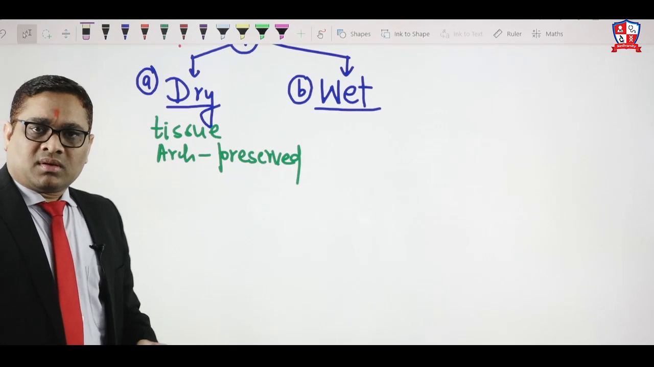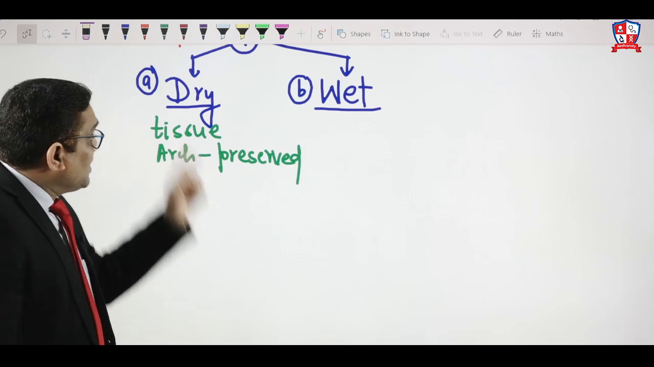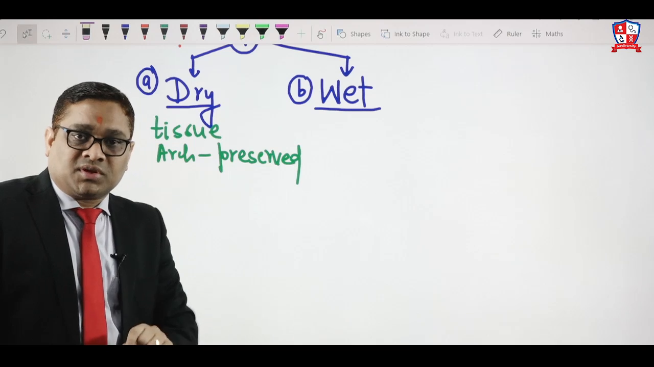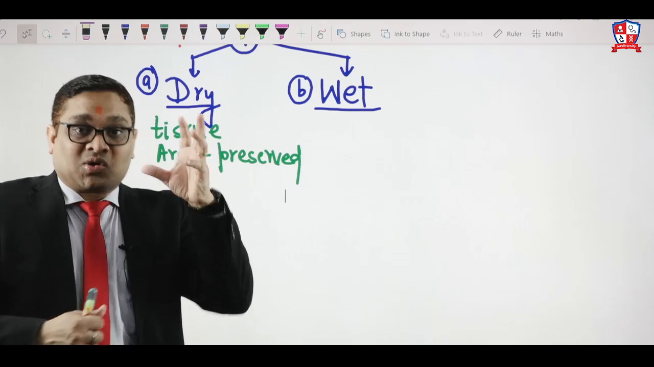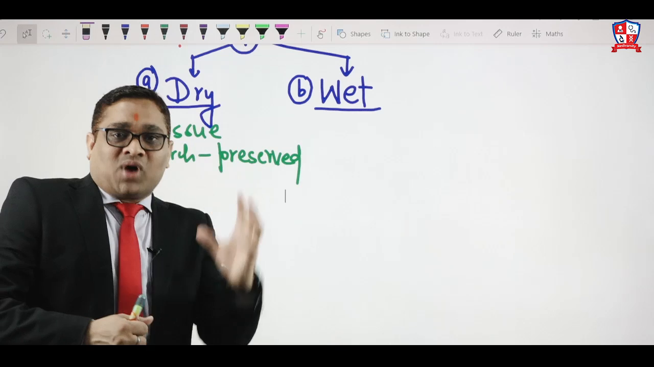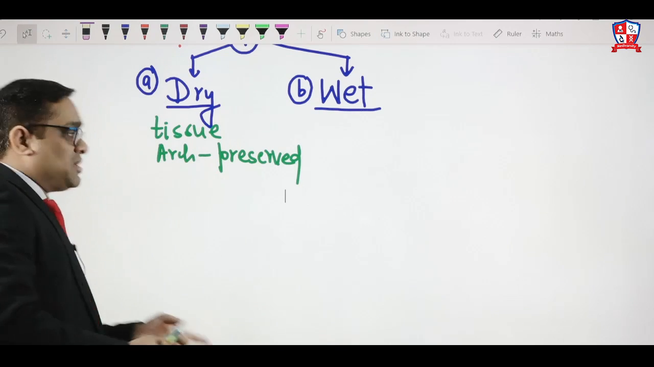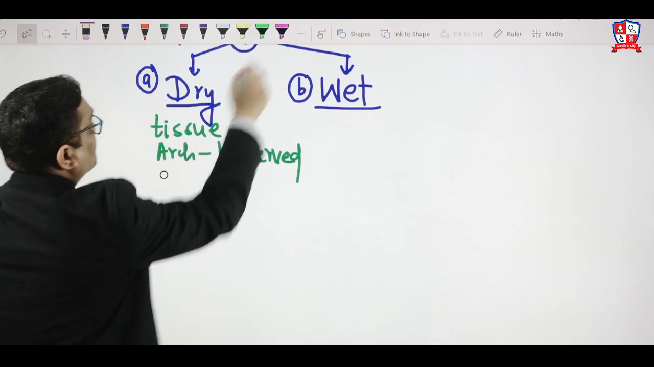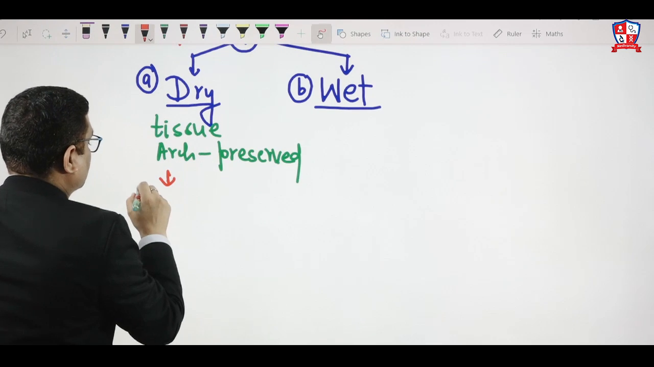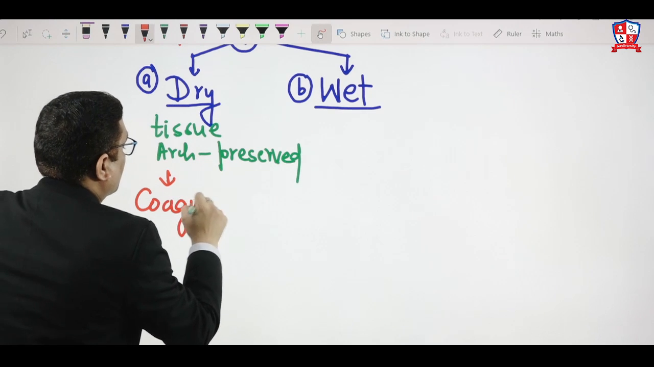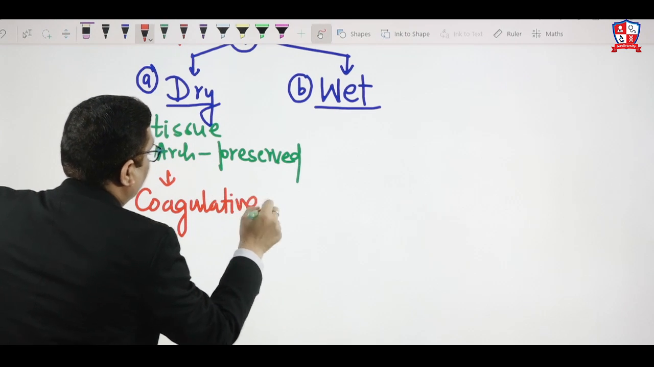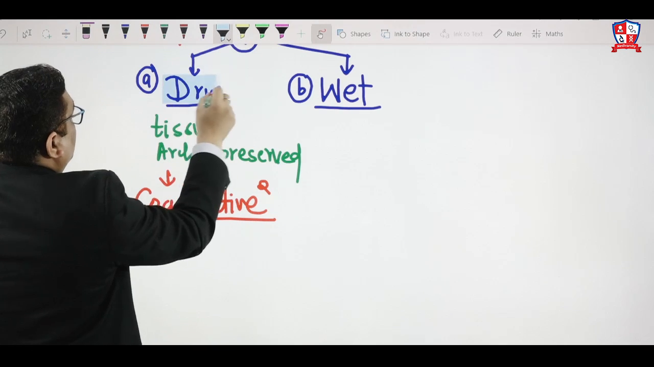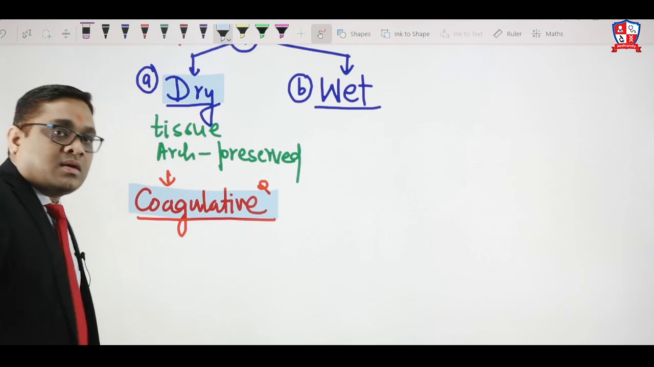What do you say? Is dry gangrene an example of coagulative necrosis or liquefactive necrosis? Did you understand why I was emphasizing that in coagulative necrosis, tissue architecture will be preserved? So in dry gangrene, tissue architecture is preserved. So dry gangrene is an example of what type of necrosis? When the examiner asks you, you have to understand it's a coagulative pattern of necrosis. So coagulative pattern of necrosis is seen in dry gangrene, right?